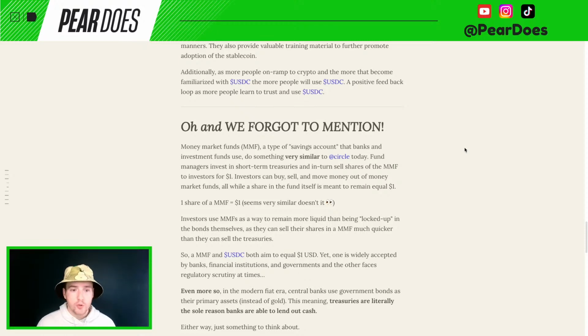So fund managers invest in short-term treasuries and in turn sell shares of the money market fund to investors for $1, as we said. Investors can buy, sell, and move money out of money market funds, all while a share in the fund itself is meant to remain equal to $1. Again, one share of a money market fund is always intended to equal $1. There was some issue with this, I believe in the 80s, when there was a run, and the peg of money market funds decided to no longer equal $1, but there are some guardrails in place so that doesn't happen again. So one share of a money market fund is intended to equal $1. Sound familiar?